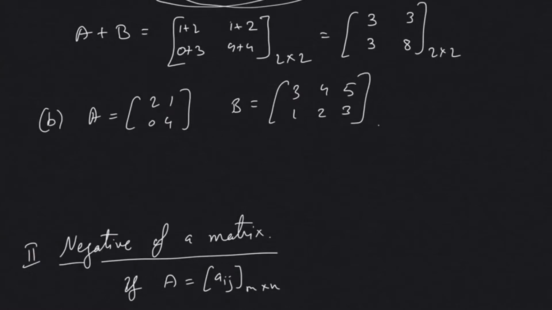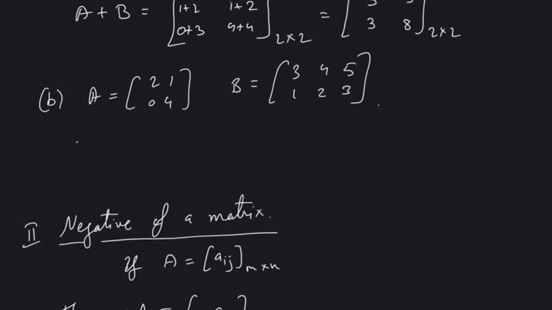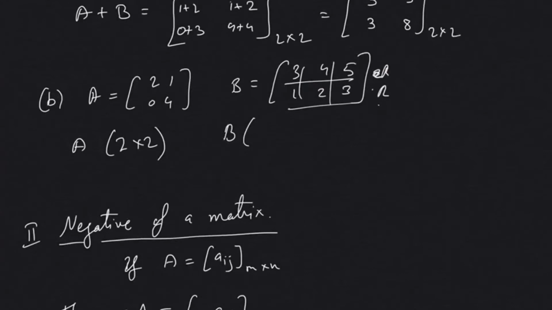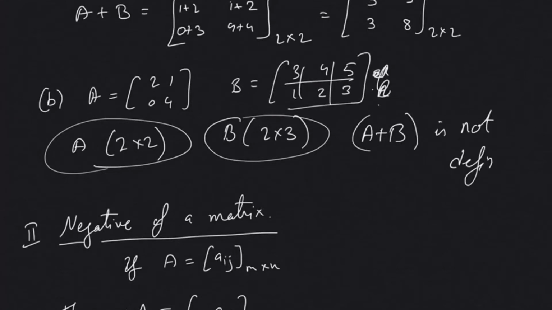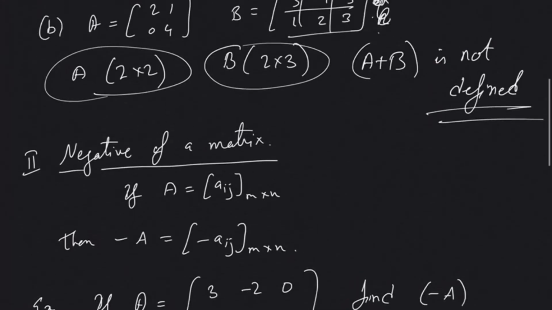Now in the second example, we can clearly see that matrix A is of order 2 by 2, while matrix B has 2 rows and 3 columns, so it will be of order 2 by 3. Now we can see that they are not of the same order. So in that case, A plus B cannot be defined, that means we cannot add. We can add only comparable matrices.